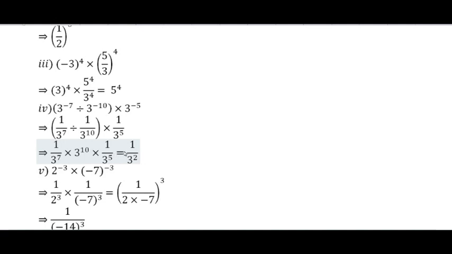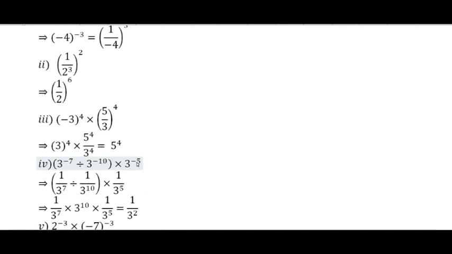So we have to cancel it. Here 3 to the power 7 is there. Here 3 to the power 10. 10 minus 7 is 3, no? So here 5 minus 3 will become 2. So 1 by 3 to the power 2 will be the answer.